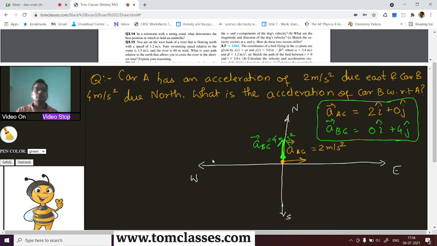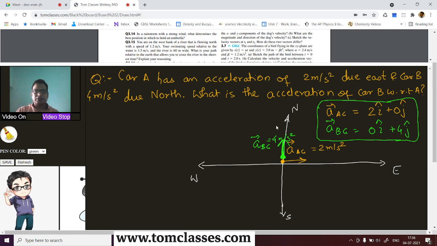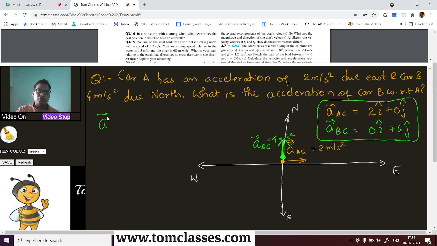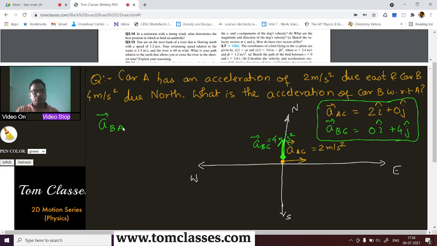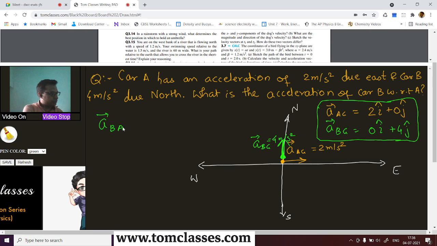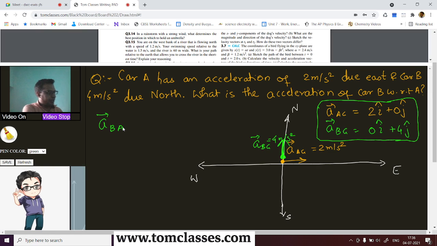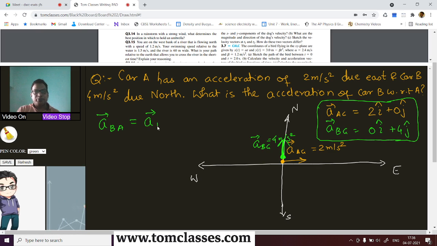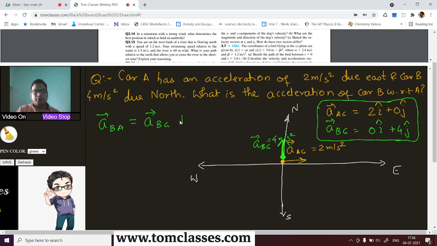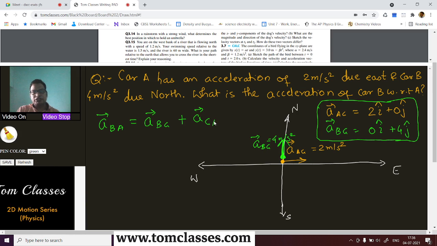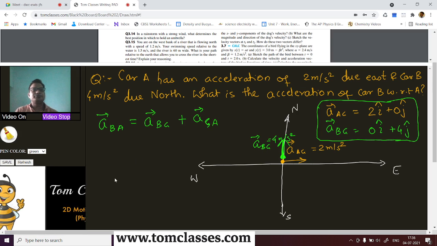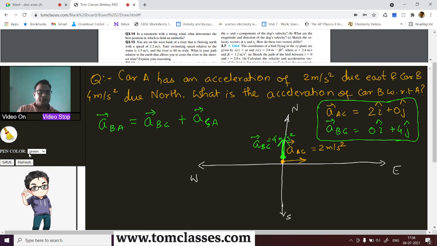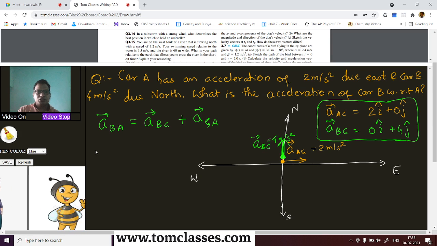Yes or no? Is this okay? Yes, sir. Now what is being asked? The acceleration of B with respect to A is being asked, right? So acceleration of B with respect to A has to be acceleration of B with respect to ground plus acceleration of ground with respect to A. It has to be like this. Is this okay or not?